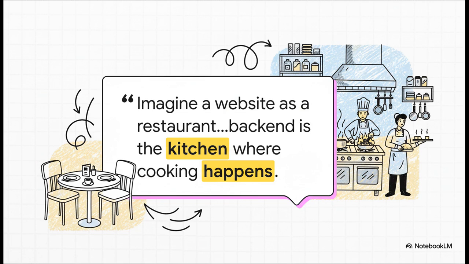So to really get a handle on this, we're going to use a pretty simple analogy that just works perfectly. Think about a restaurant. Everything you see and interact with, the tables, the menus, the decor, that's what we call the front end. But the place where all the magic really happens, where your order gets taken, cooked, and turned into something amazing, yep, that's the kitchen. And in our world, the kitchen is the back end.